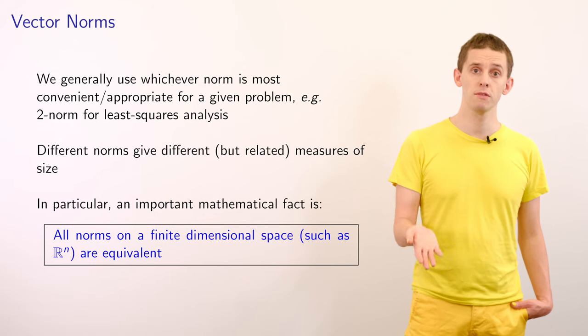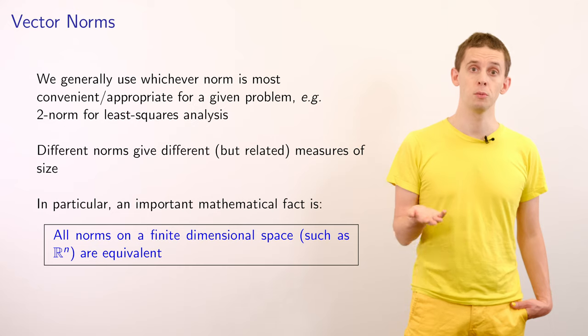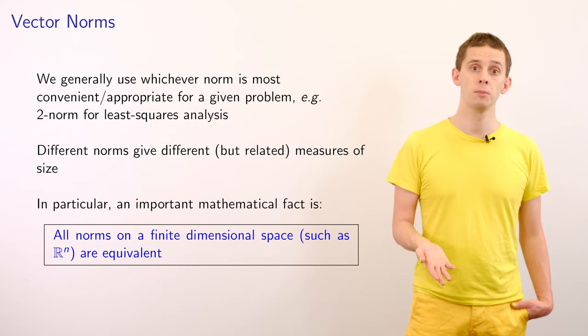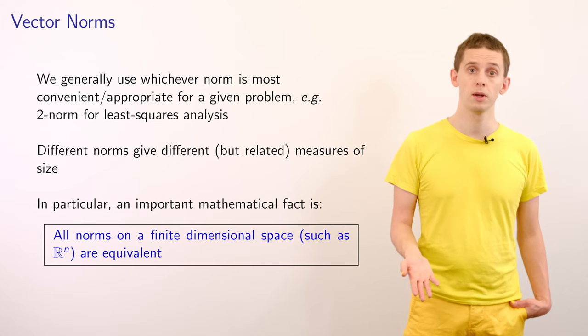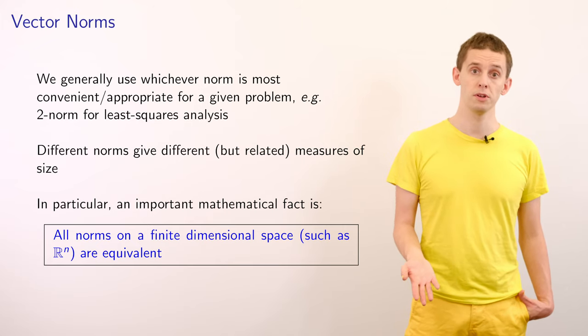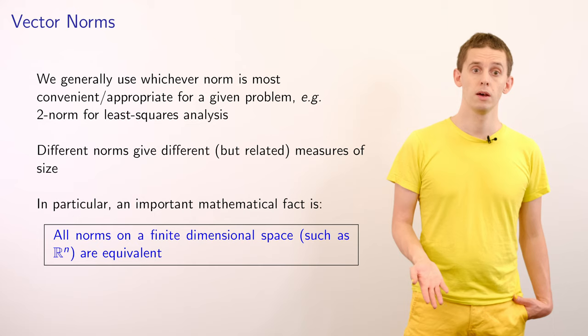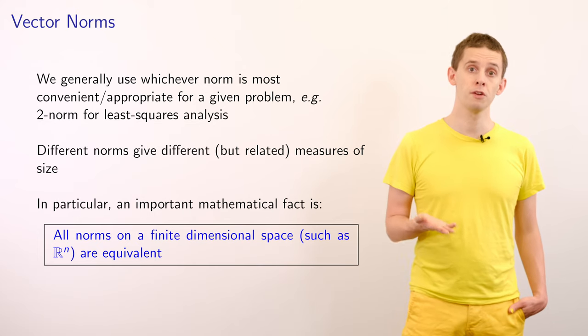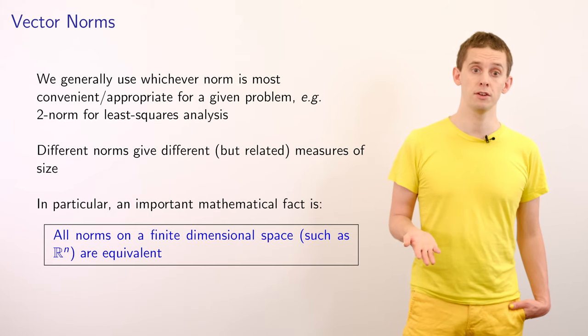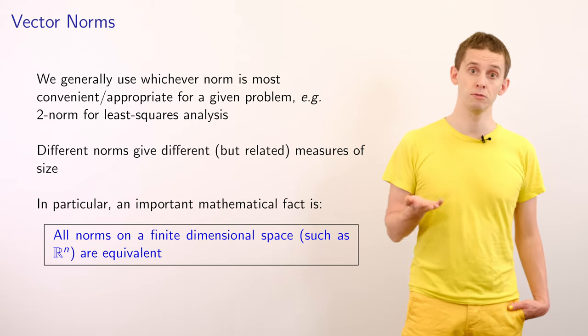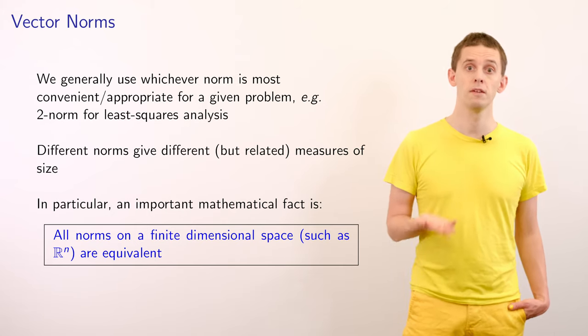We'll generally make use of whichever norm is most appropriate or convenient for a particular task. For example, when we looked at linear least squares problems, we made use of the Euclidean norm because it has nice differentiability properties that we made use of. So different norms give us different but related measures of size. And a useful fact is that if we're looking on a finite dimensional vector space, such as R to the n, then all norms are equivalent.